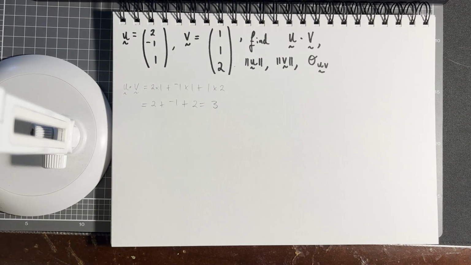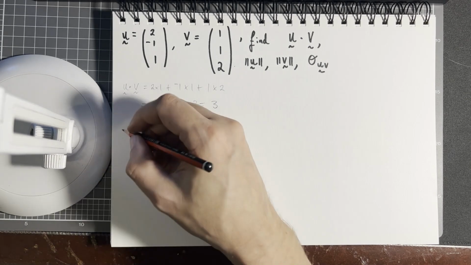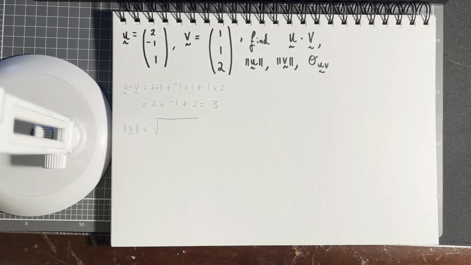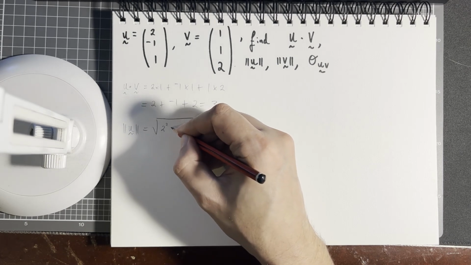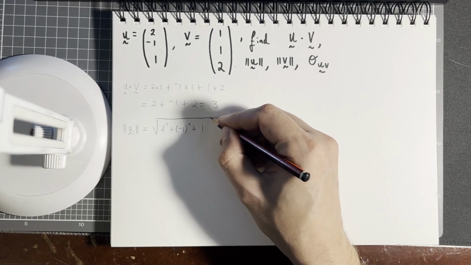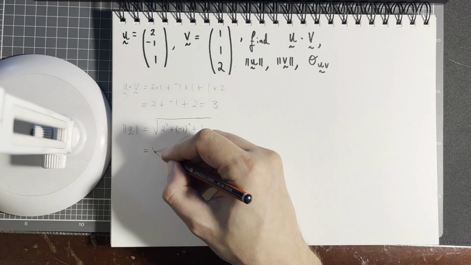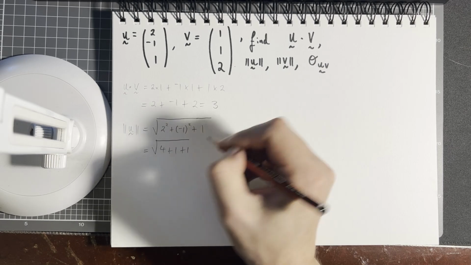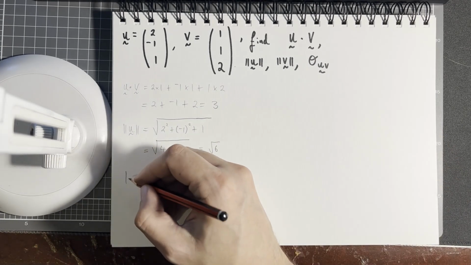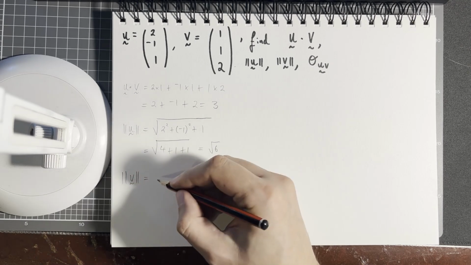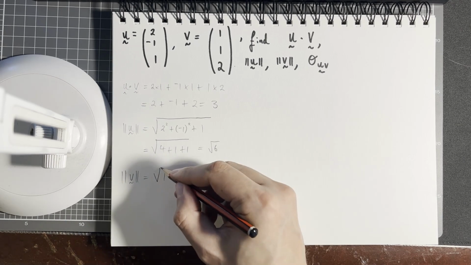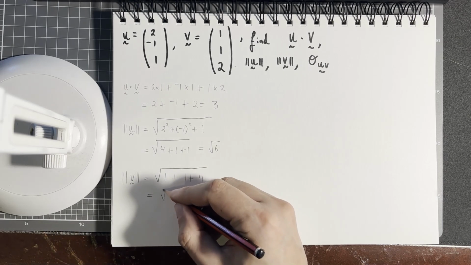Okay, very cool. 3. Now, let's find the magnitude of u. So the magnitude of u will be the square root of the dot product of u with itself. So we have 2 times 2 plus negative 1 times negative 1 plus 1 times 1. Why did that take me so long? And this is 4 plus 1 plus 1, which is root 6. And then we'll go ahead and find the magnitude of v, the norm of v, and that's just the same as before. So we have 1 squared is 1, 1 squared is 1, 2 squared is 4. So these vectors actually have the same length.